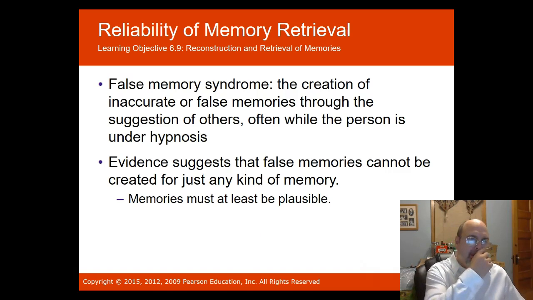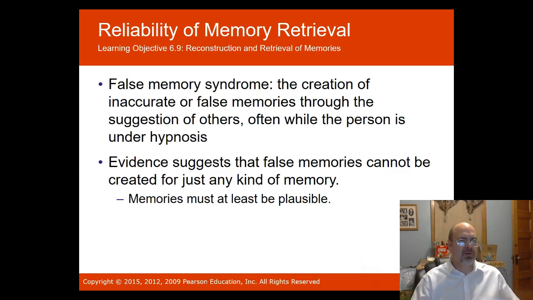False memory syndrome is the creation of inaccurate and false memories through the suggestion of others, often while a person is under hypnosis. Some people think hypnosis helps improve memory, but it doesn't. What it does is increase confidence and remove interference. However, it's important that we have solid evidence from other sources.